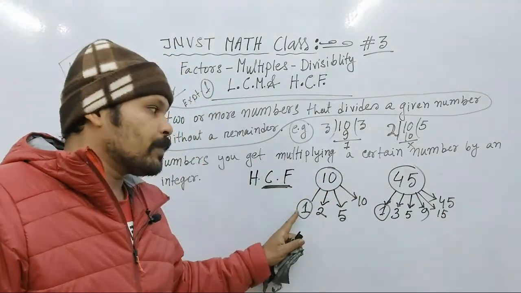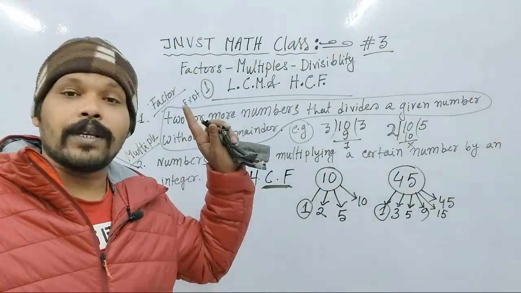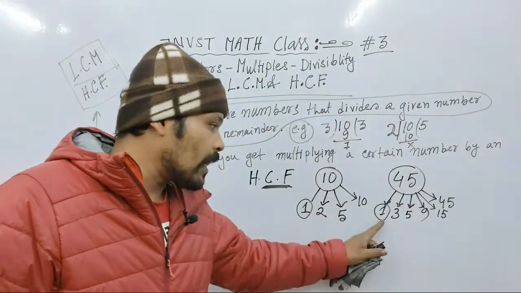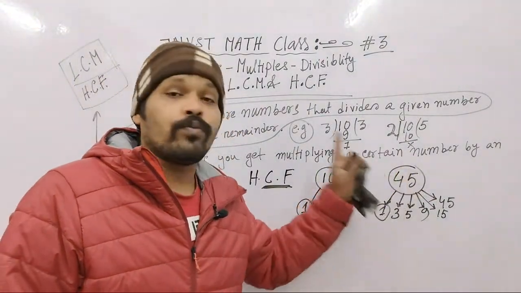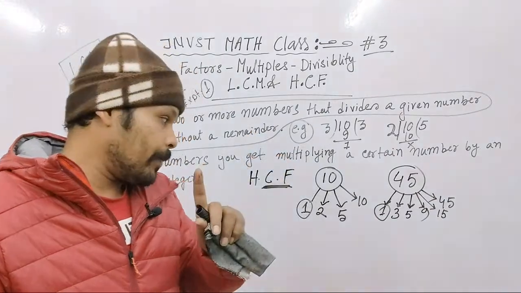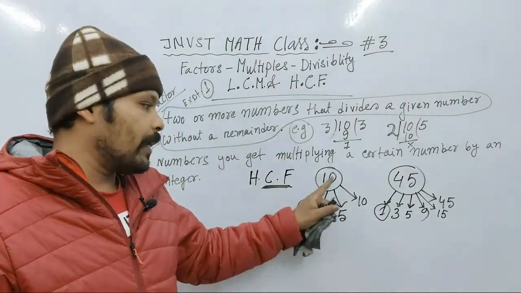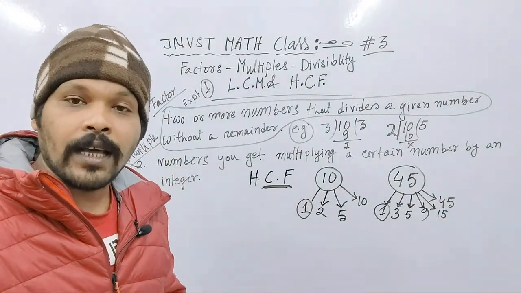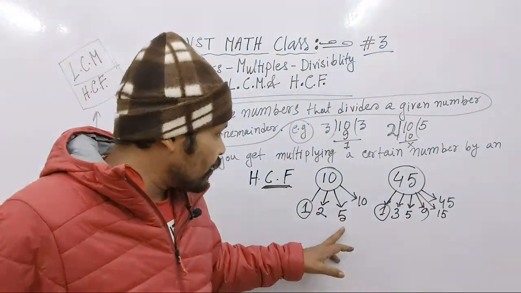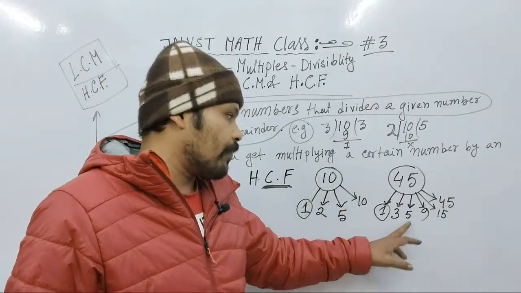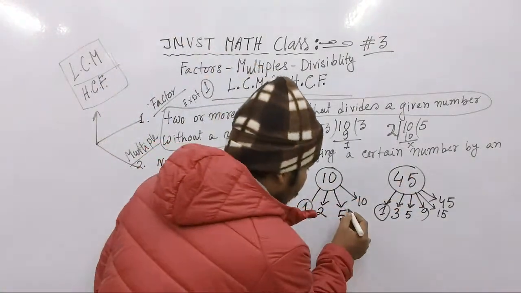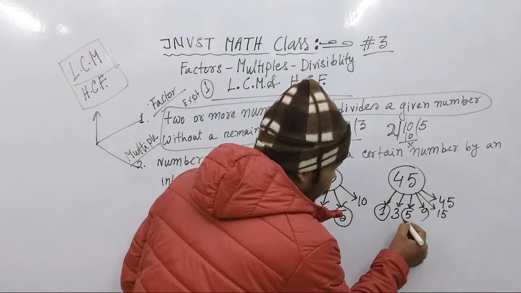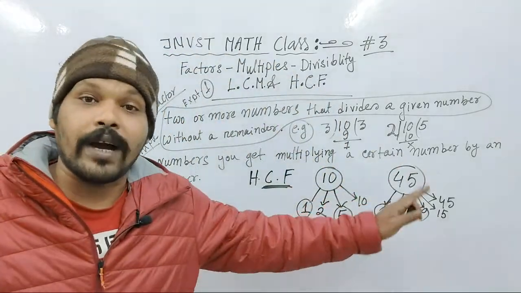Here also 1 is present, here also 1 is present. That means 1 is the common factor of 10 and 45. 2 is a factor of 10 but 2 is not a factor of 45. That means it is not the common factor. 5 is a factor of 10, 5 is a factor of 45. That means 5 is the common factor of 10 and 45.